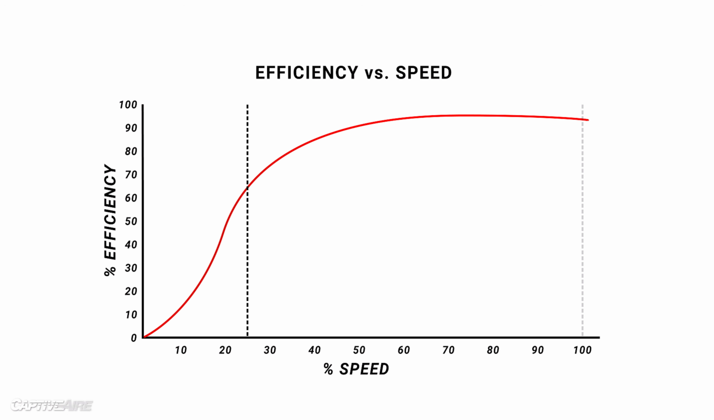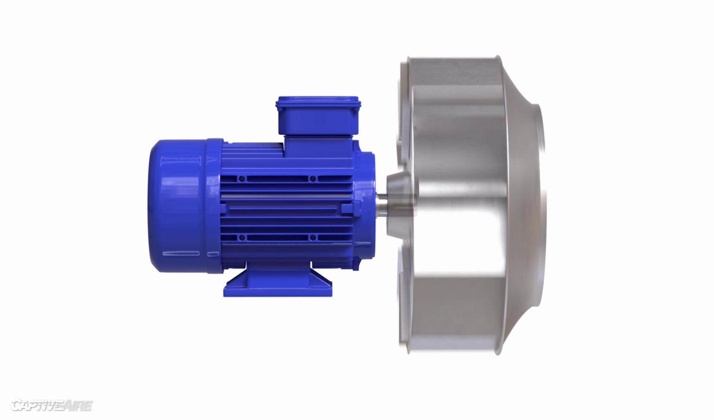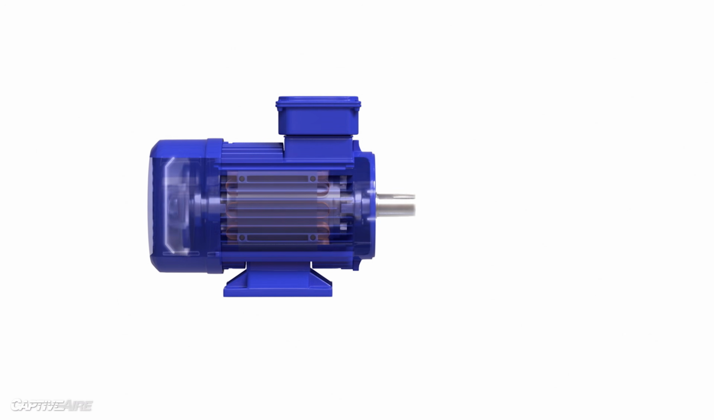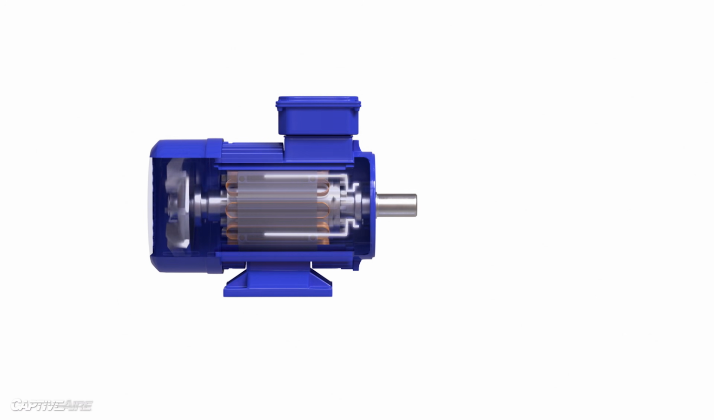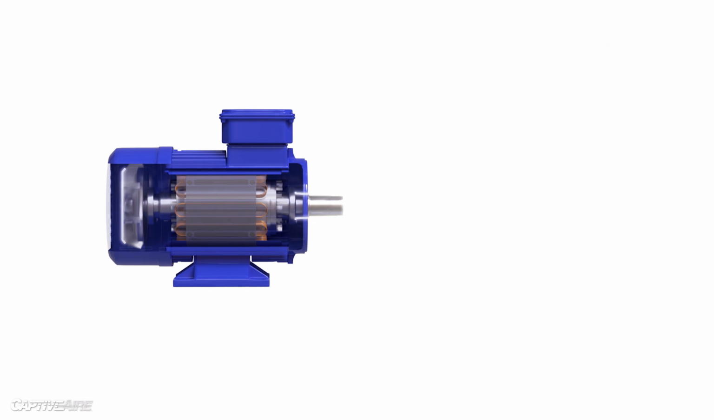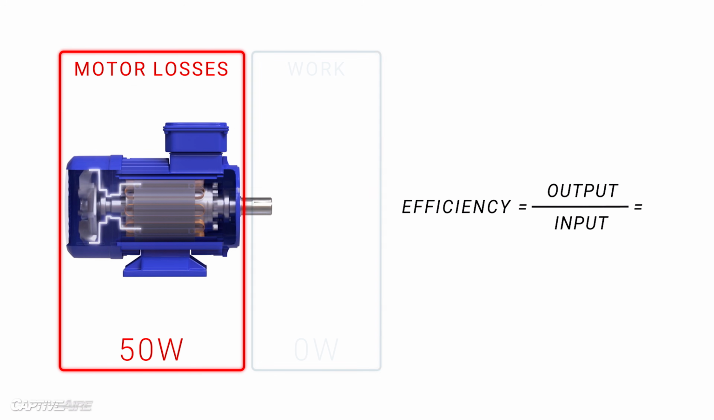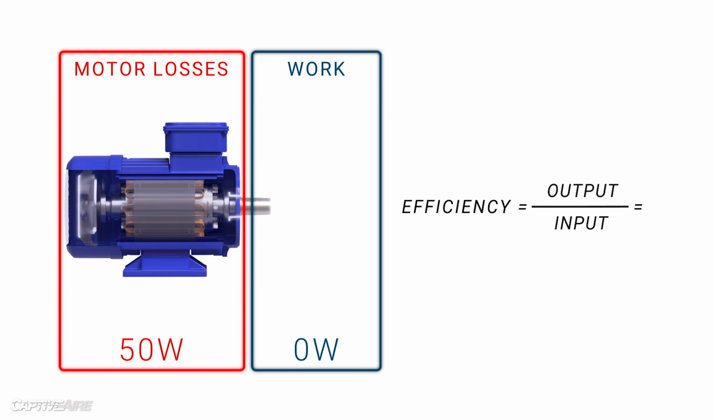So why does this happen? Why are motors more efficient when utilized at higher speeds and loads? Consider this: if we take the fan wheel off the motor and run the motor at 60 Hz but 0% load, then all of the energy going into the motor is used to excite the windings of the motor and overcome the mechanical losses of friction in the bearings. This may only take, say, 50 watts, but 100% of that wattage is considered a loss because zero useful work is being done by the motor. So in this scenario, the motor is 0% efficient.